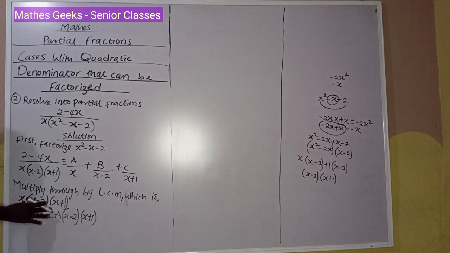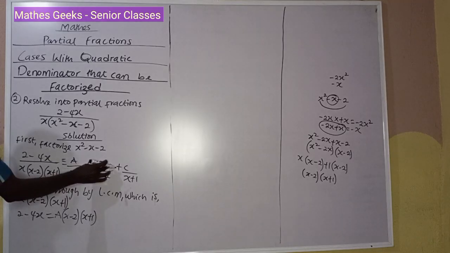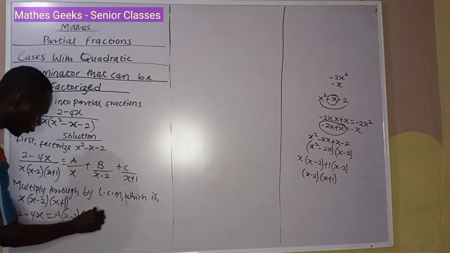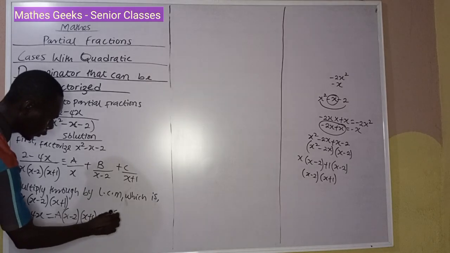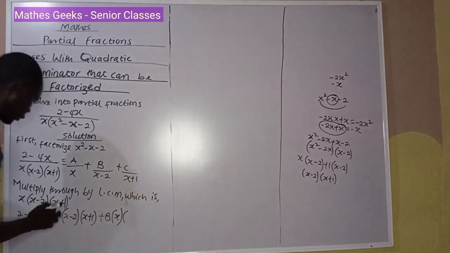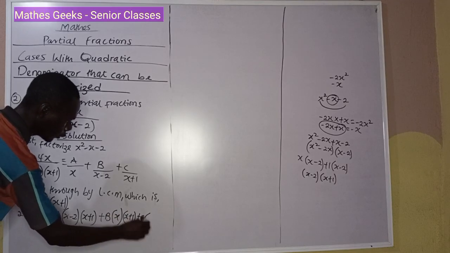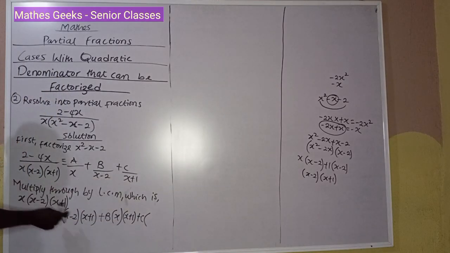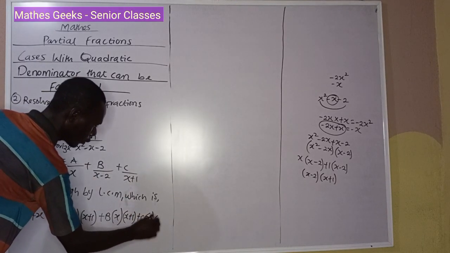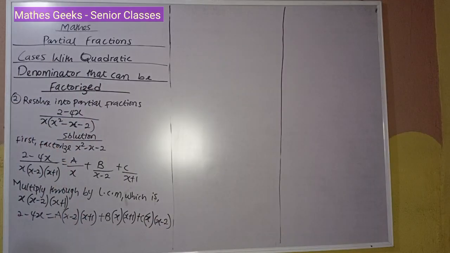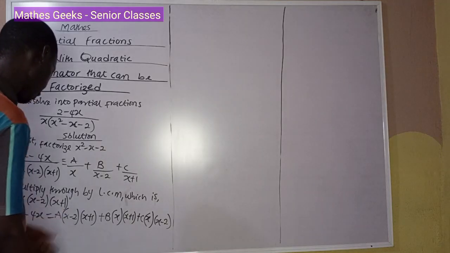Same thing, when this multiplies this b, this denominator b, x minus 2 will get x minus 2, we will have plus b x and x plus 1, and plus c. X plus 1 and x plus 1, so we have x and x minus 2. So next is to solve this expression.